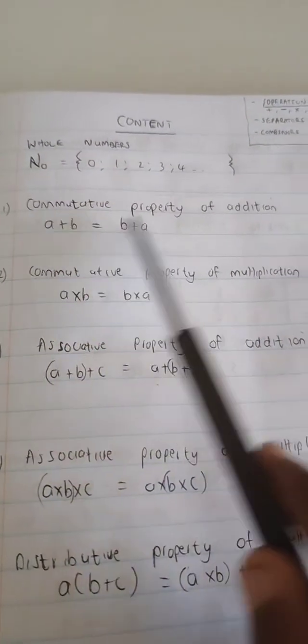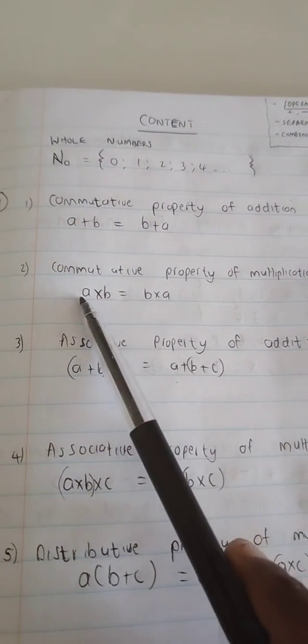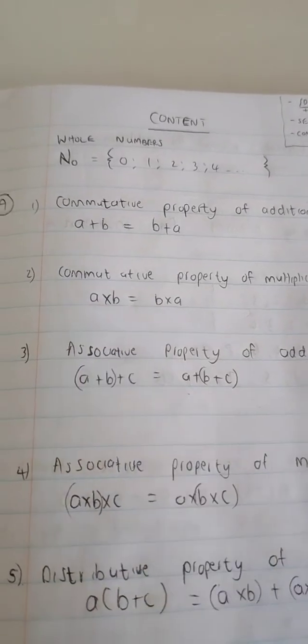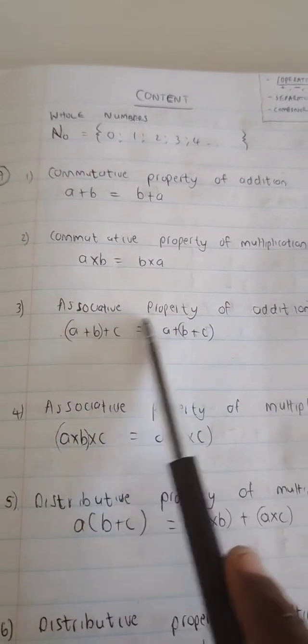So the commutative property applies only to addition and multiplication. It doesn't apply to subtraction and division. And that's something you need to know.